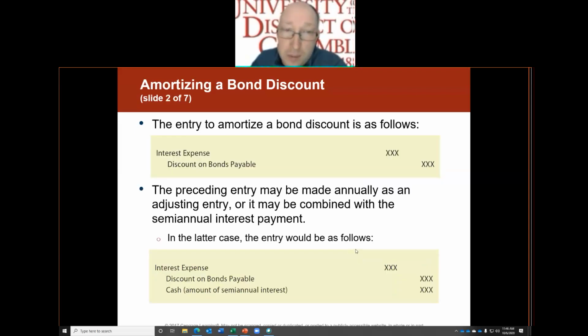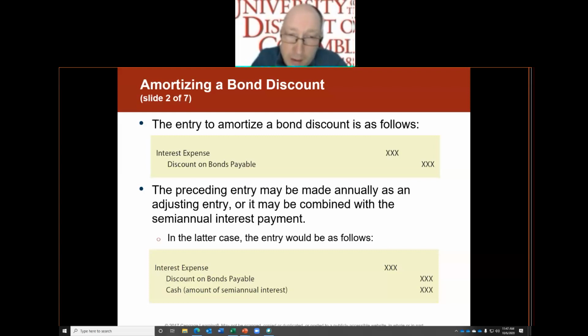Let's talk a little bit more about that. How does it work? This would be through the form of an adjusting entry. We debit our interest expense to increase interest expense, and we credit the discount on bonds payable. And of course it's made annually because it's an adjusting entry. Sometimes you could combine it with your semi-annual interest payment.